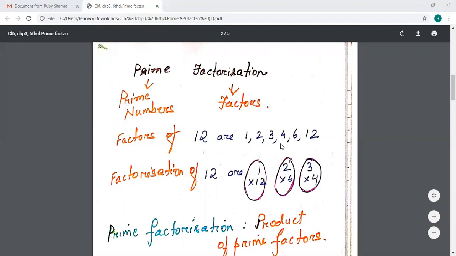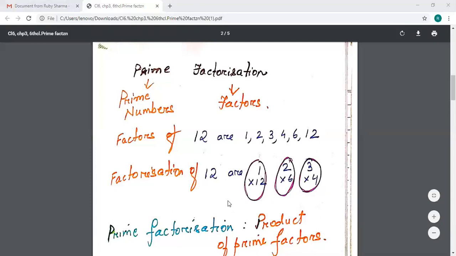Or you can write 3 into 4. You can also write 4 into 3, but the commutative property shows that 4 into 3 and 3 into 4 are same. Similarly, 2 into 6 and 6 into 2 are same. So I have written only these. So factorization of 12 can be any one of these. Is it clear, all of you?